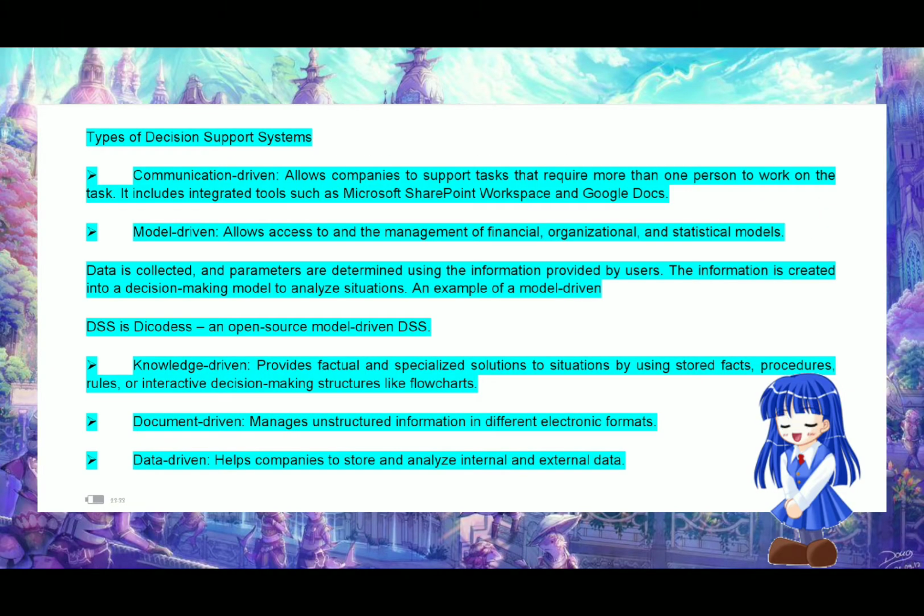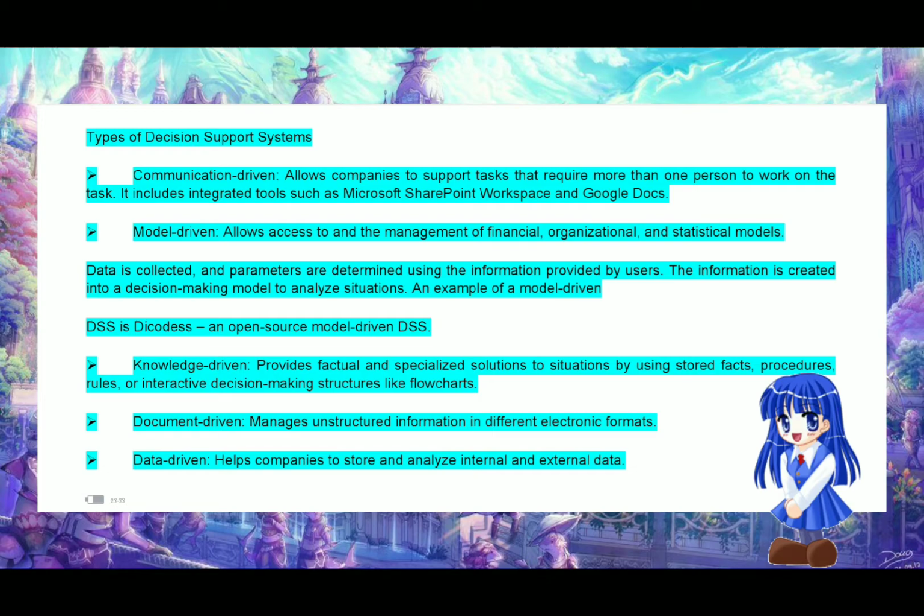Types of decision support systems. Communication-driven. Allows companies to support tasks that require more than one person to work on the task. It includes integrated tools such as Microsoft SharePoint Workspace and Google Docs. Model-driven. Allows access to and the management of financial, organizational, and statistical models. Data is collected, and parameters are determined using the information provided by users. The information is created into a decision-making model to analyze situations. An example of a model-driven DSS is Dakota, an open-source model-driven DSS.